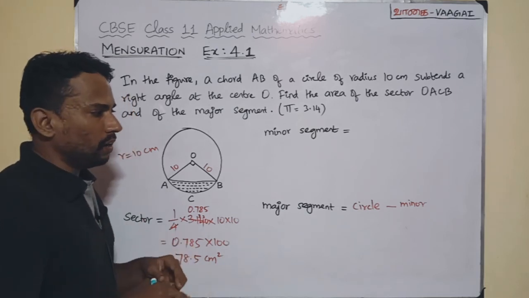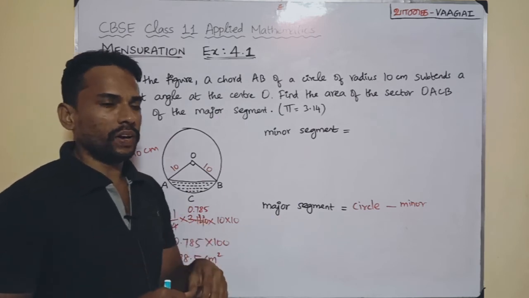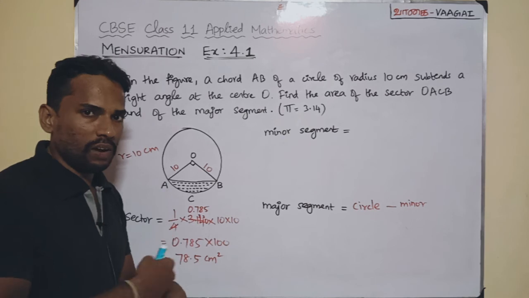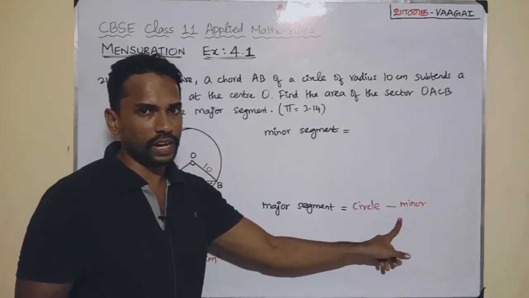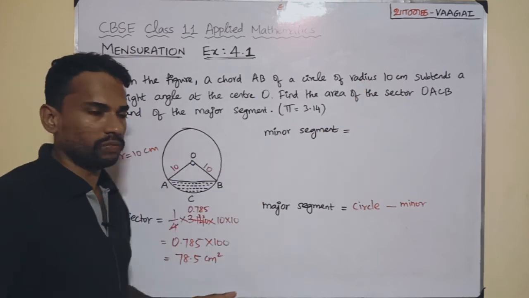But in turn, we basically need the area of the minor segment first. Correct. So we need to find the minor segment, I mean this shaded region, first of all. Only after finding this can I use that here to get the answer, right? So for that reason, what we will do now is first concentrate on finding the area of the minor segment.